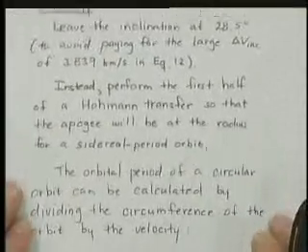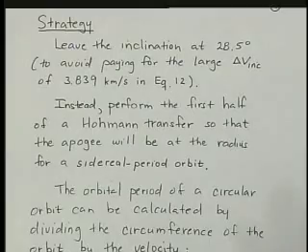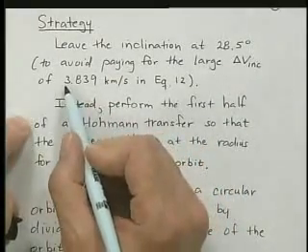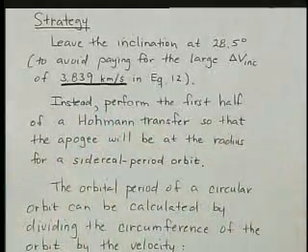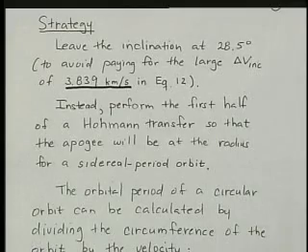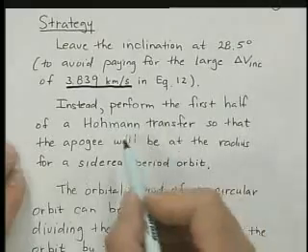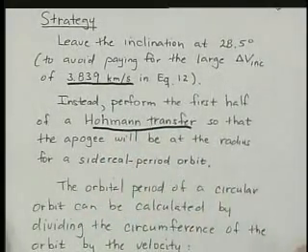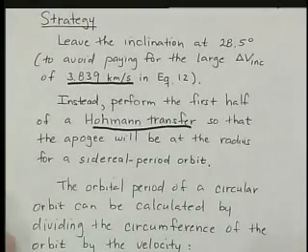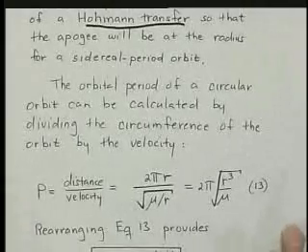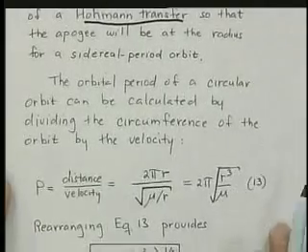Our strategy will be to leave the inclination alone for the moment, because we saw how big a cost it would be to fix that, to drive that to zero right away: 3.839 kilometers per second in equation 12. So let's not do that. Let's instead perform the first half of a Hohmann transfer so that the apogee will be at the radius for a sidereal period orbit. Now, how do we calculate that radius?